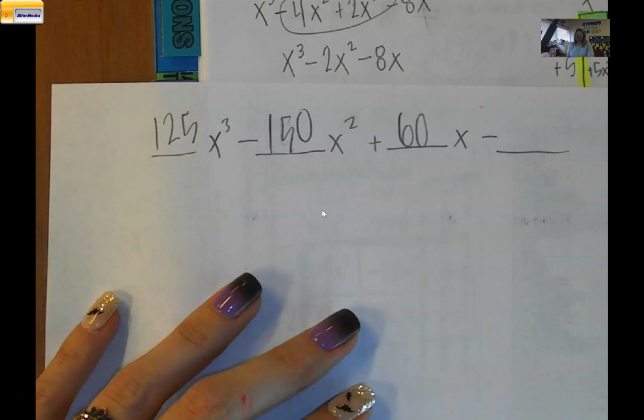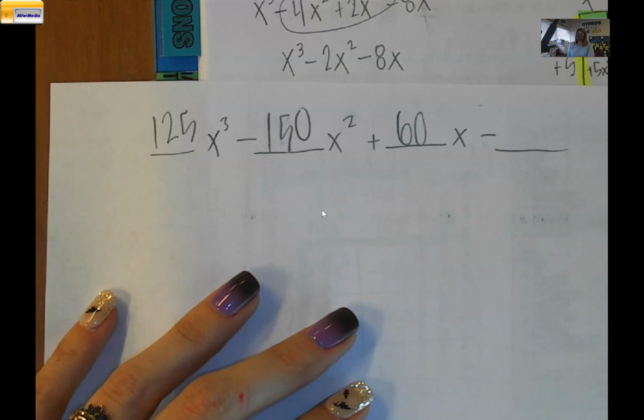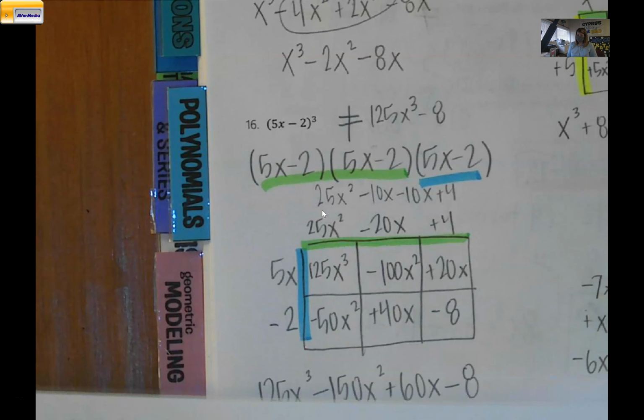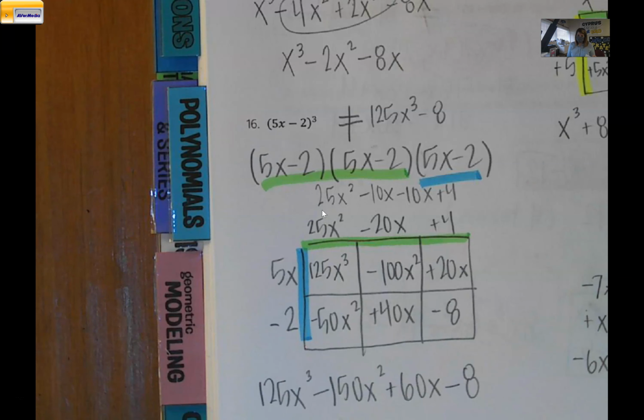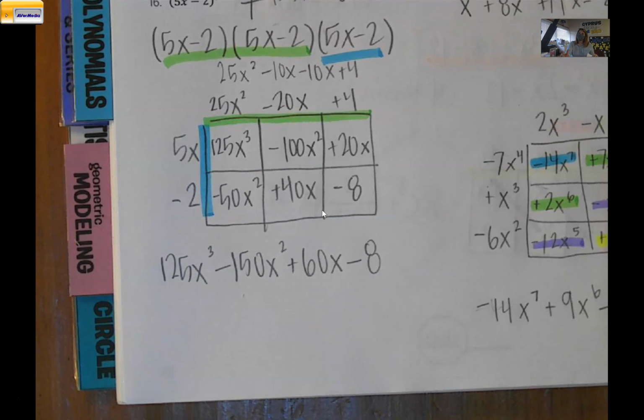Okay. Last term, Zach, were you able to get the last term? Okay, tell me what it is. I got -8, but I could have done it wrong. Okay, well, at least you had the 8, though. Did you guys get a -8?